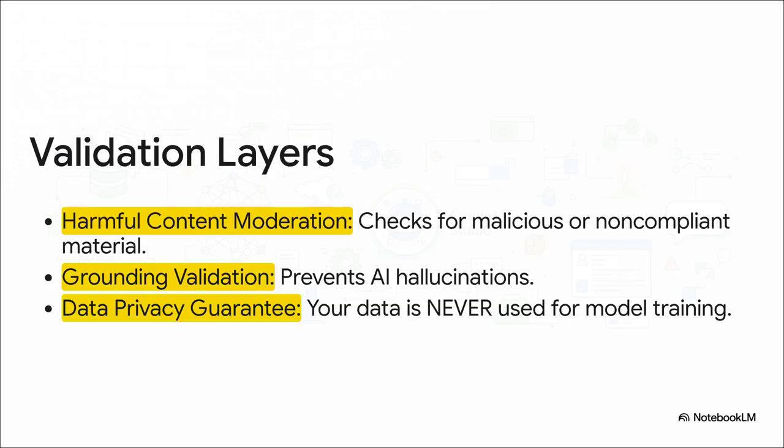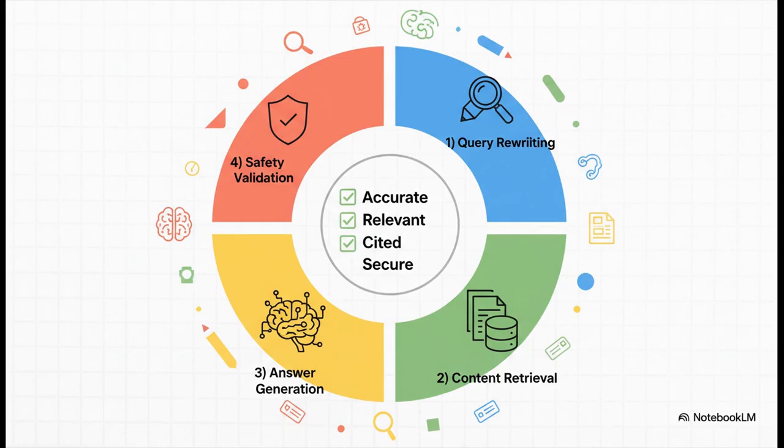And finally, the big one for privacy, a guarantee that your prompts and your company's data are never ever used to train the foundational models. So when you put it all together, this entire four-step pipeline, from rewriting your question to that final safety check, is designed to make sure every single answer is accurate, relevant, cited, and secure. Once you understand this process, you can build and govern your AI agents with total confidence, knowing exactly how your enterprise data is being handled every step of the way.